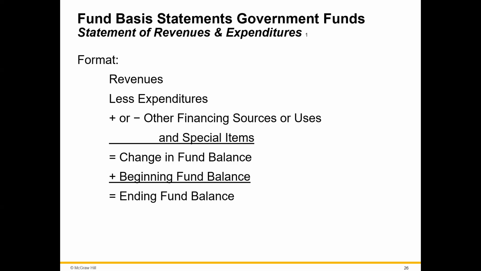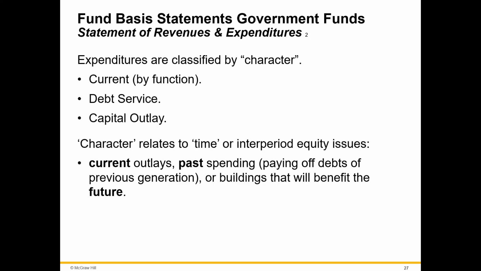Revenues minus expenditures, plus and/or minus other financing sources or uses and special items, equals the change in fund balance, plus the beginning balance equals our ending balance. That didn't really help a whole lot, did it? Okay, I wish they would have had an example there. Maybe they will in just a second.